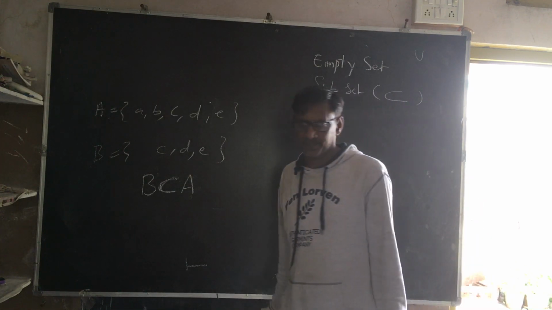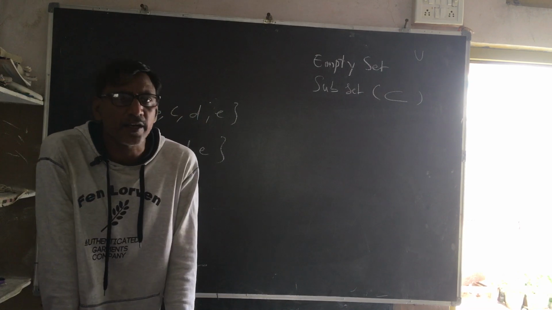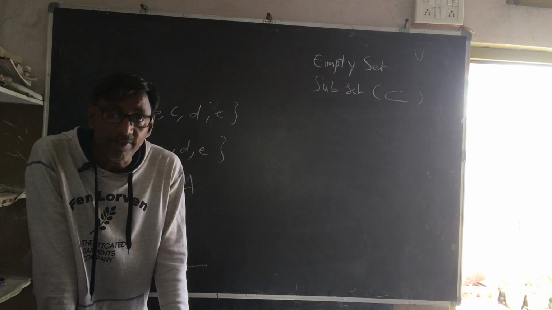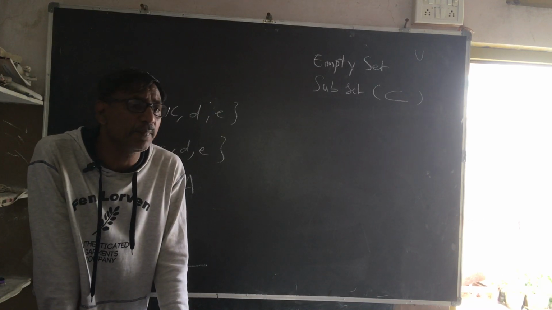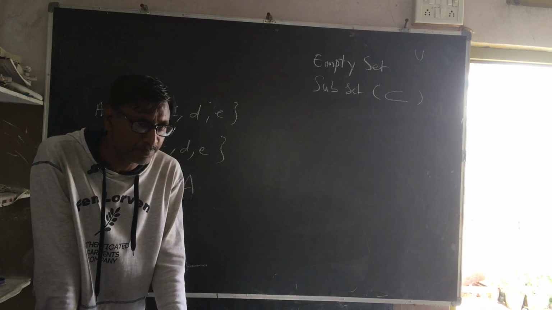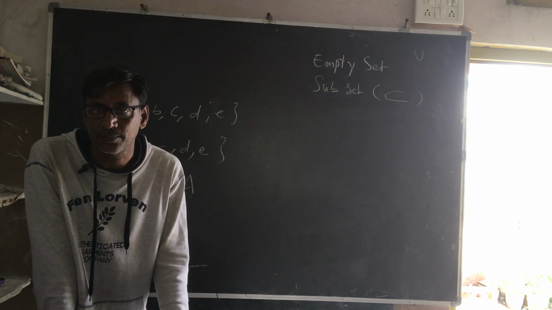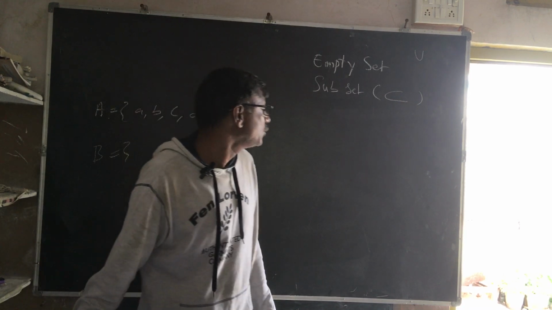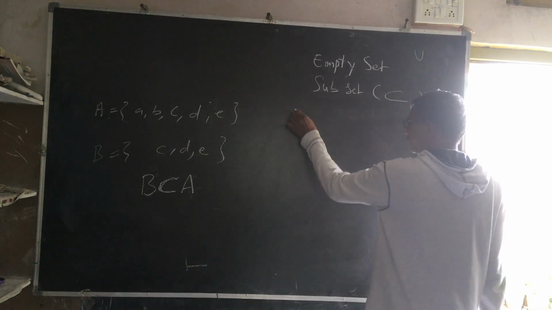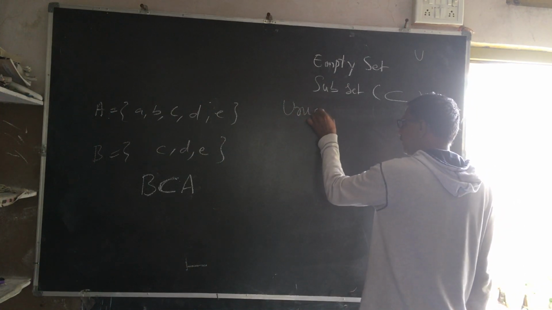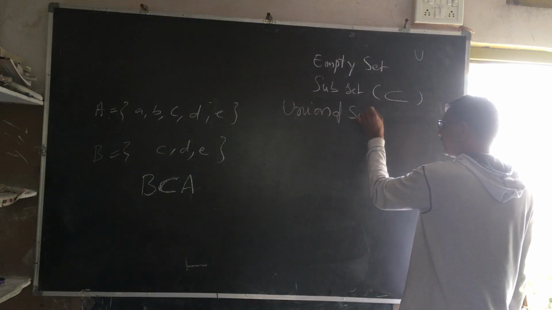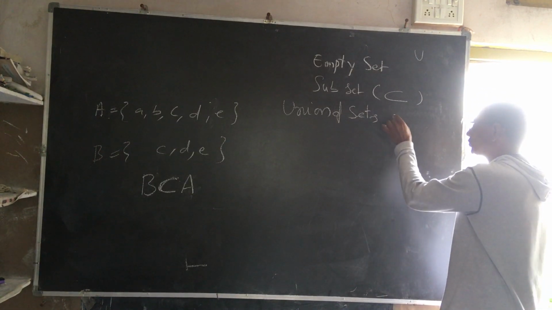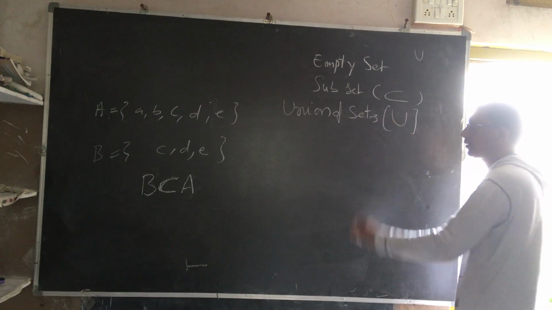So how to define it? A, B are any two sets. Every element of B is an element of A, then B is a subset of A. Make it clear? So the next one is the union of sets. This is very, very important. Union of sets. This is also very, very important. It is denoted with U like this. This is the symbol for it.